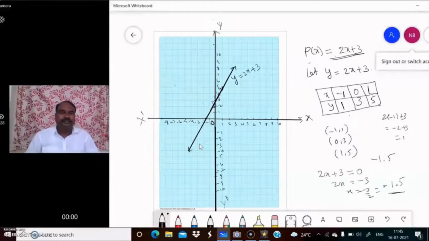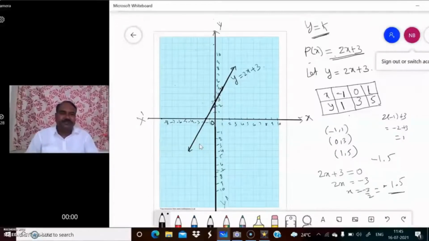By drawing that given polynomial, it may not always be a straight line. Sometimes it may be a curve or a parabola also. Whenever it is y is equal to k, we will get a straight line which is parallel to the x-axis. It is nothing but a constant.